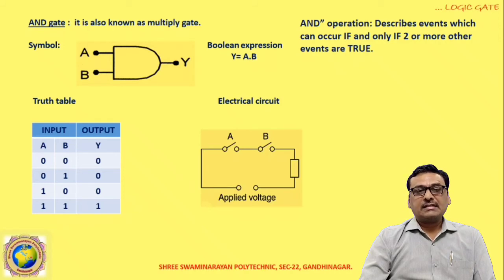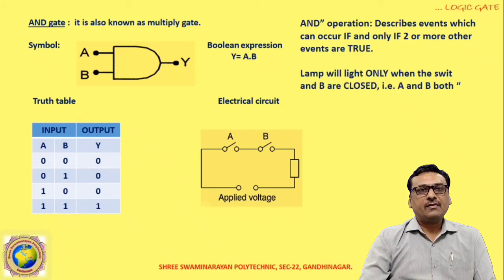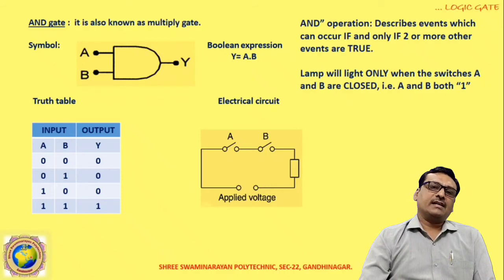So these are the main characteristics of the AND gate: if and only if two or more events are true, or if and only if A and B have a high level or 1, then only the output will be available. So the lamp will light only when the switches A and B are closed. It means A and B are both logic 1. So this is our AND gate.